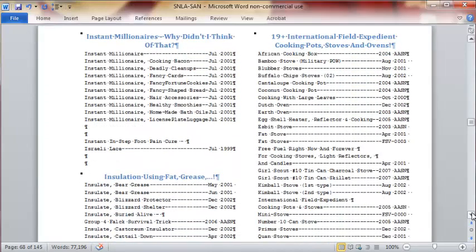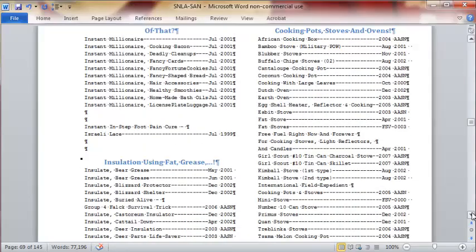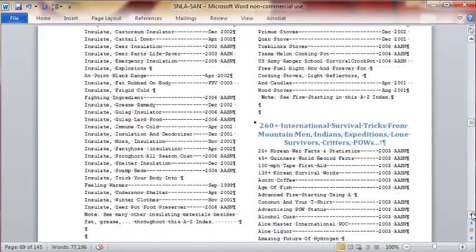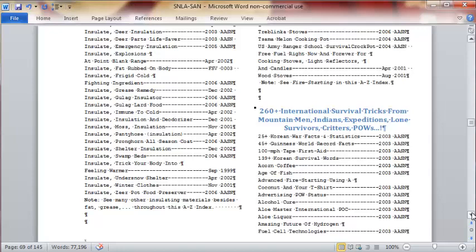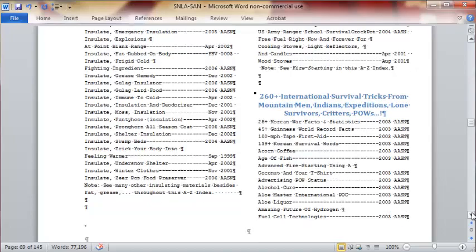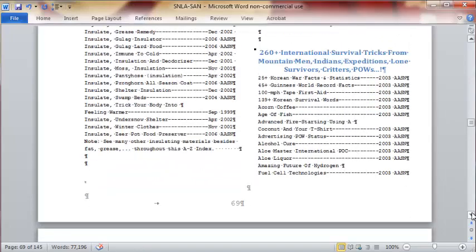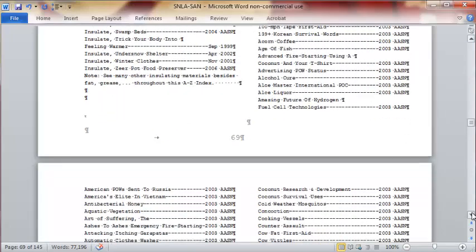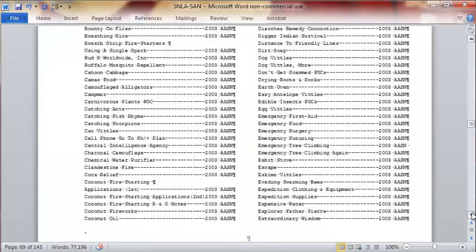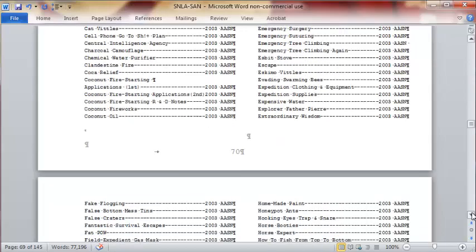19 international field expedient cooking pots, stoves, and ovens, insulating using fat and grease. And there's one of my first, one of the bigger newsletters, 2003, 260 international survival application techniques and tricks. There you go. That's a big one right there. But bigger ones are coming. I'll show you in a second. Look how big that is. Very detailed.